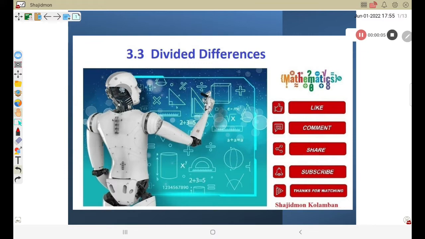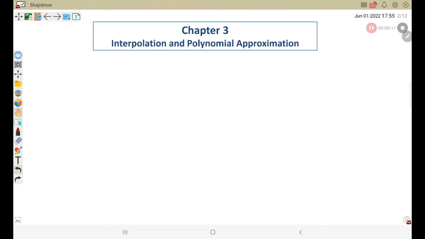Today we are discussing the topic divided differences from the course Mathematics for IT. So let's start the topic. This is from chapter 3, Interpolation and Polynomial Approximations.